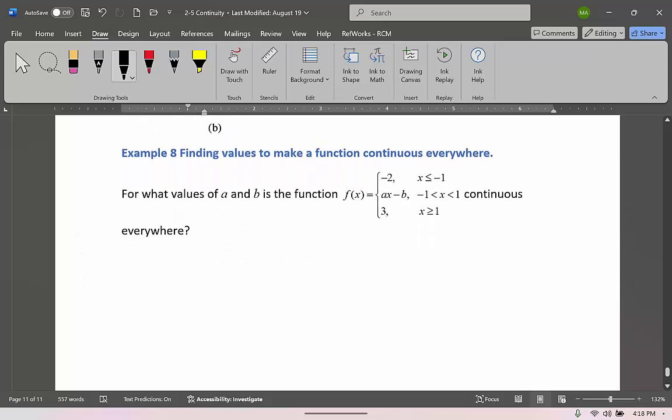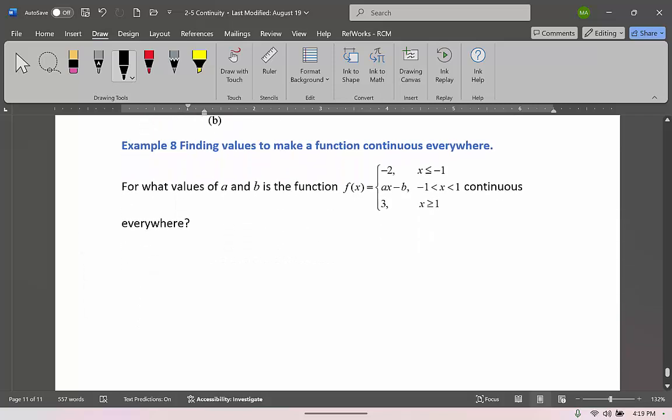All right, last example here. It says, for what values of a and b is the function continuous everywhere? We had a similar function in the last video. Each of the pieces of the function is continuous, because a constant function is continuous everywhere, so these two are continuous, and a polynomial function is continuous everywhere, so the middle piece is continuous.